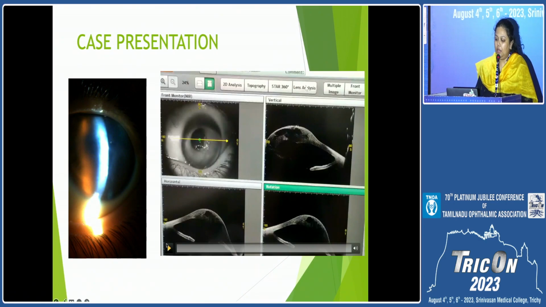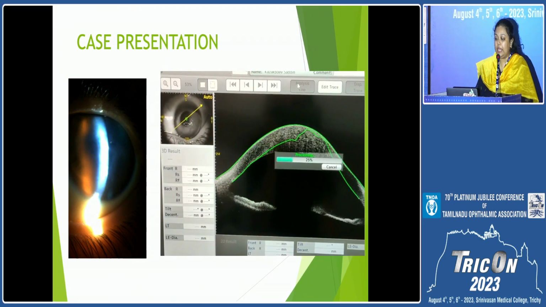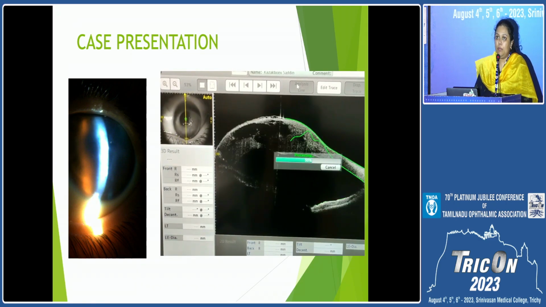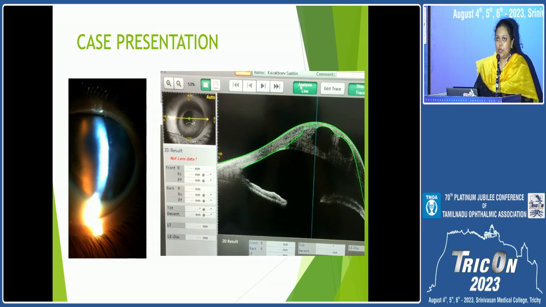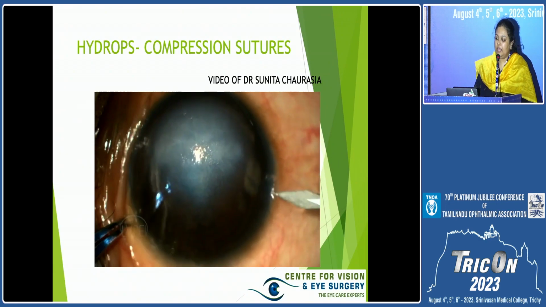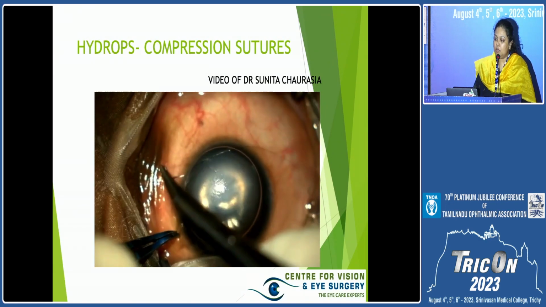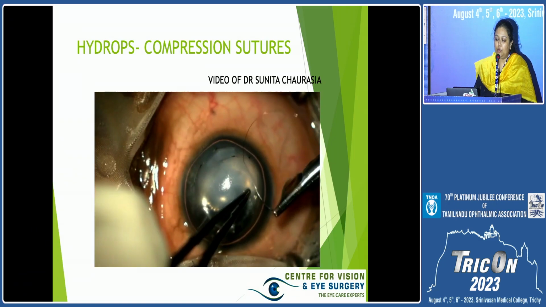When you look at the OCT and you see these multiple fluid clefts, then the ideal thing would be to do compression sutures. We used to give Hypersol eye drops, hypertonic saline, and air injection also. Those are options. But when you have multiple fluid clefts, a compression suture might work better. This is a video of Dr. Sunita Chaurasia's where first air is injected and then compression sutures are taken throughout.